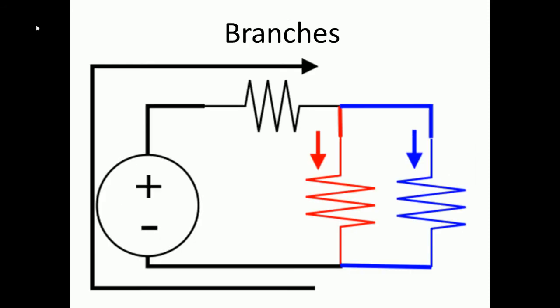Where nodes only contained wires, branches actually contain the components themselves, and a branch is a path for current to flow through. You'll see in the circuit example that there are 3 branches. There's a black branch that wraps through the voltage source and the top resistor, and then it has to split into the red and blue branches, and they will join back together at the bottom. Whenever we talk about currents in this course, we are always talking about the current through a branch.